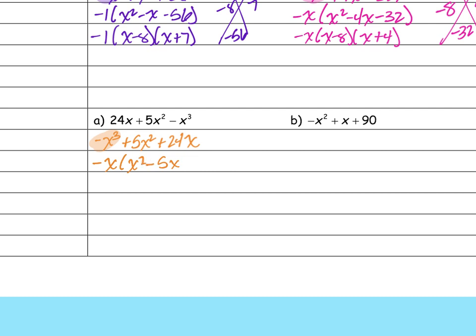Minus 5x minus 24. And then I need two numbers that multiply to be negative 24 and add to be negative 5. And I think everyone in here got that right, it's negative 8 and 3. Everyone who's put an answer in so far. Negative x times x minus 8 times x plus 3.